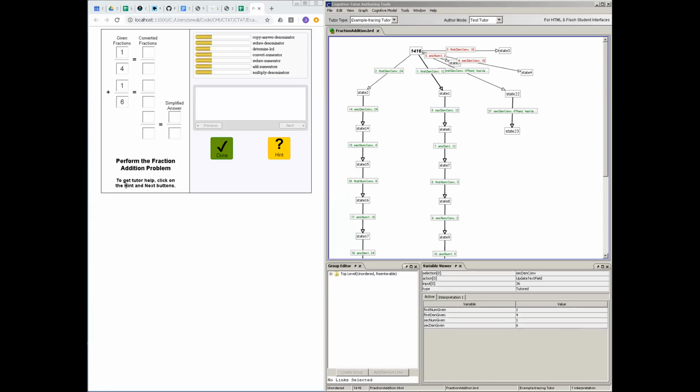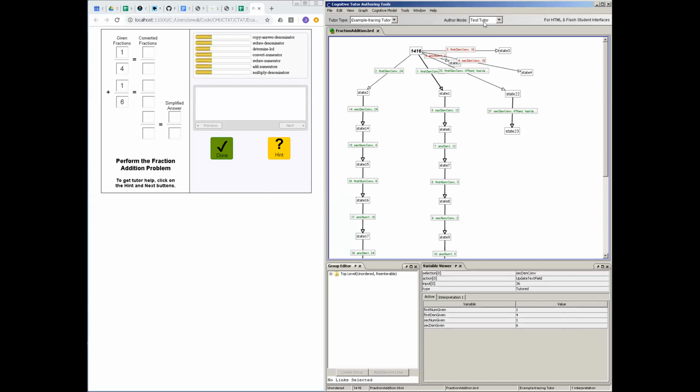Perhaps you can see a tutor that's built for adding fractions on the left side of the screen, and what looks like this graph or network of boxes and arrows on the right. Yes. So this is a simple tutor that's meant to teach fraction addition, and to just see a little bit about how the tutor works.